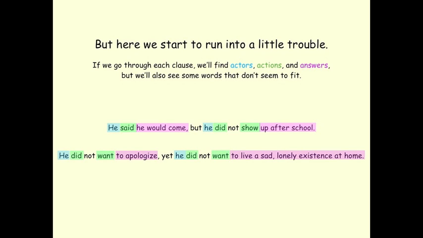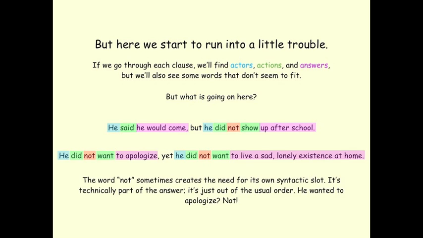You probably wouldn't say, he did show not up after school. Instead, you're going to say, he did not show up after school. The answer interrupts the verb phrase did show. And again, you wouldn't say, he did want not to apologize. You're going to say, he did not want to apologize. And he did not want to live a sad, lonely existence at home. So just be aware that sometimes when you're using conjunctions, the syntactic slots tend to wander a little bit.